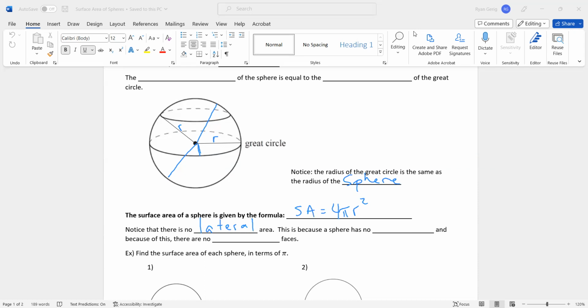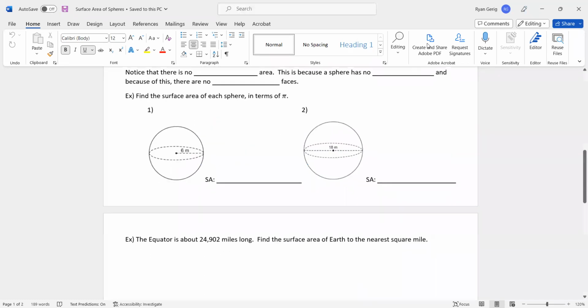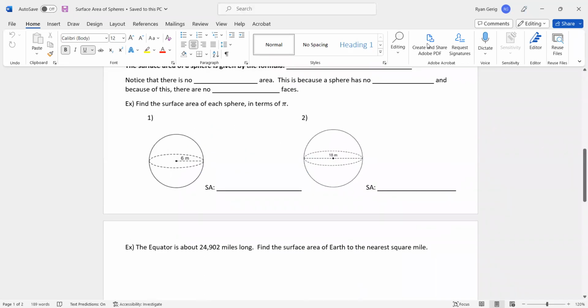Why does it not have lateral area? This is because a sphere has no base. And because there's no base, there are no lateral faces. That's why there's only one surface area. There's no lateral area and surface area. It's just surface area. Hence the name of this lesson. Find the surface area of each sphere in terms of pi.